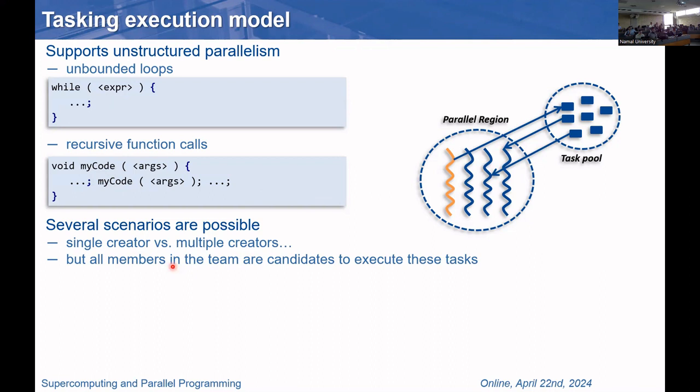So several additional scenarios are possible. In this case, we will have a single creator, but it is possible to have multiple creators if the tasks happen to be in a parallel region with no single. All members in the team are candidates to execute these tasks. So if you have this team of threads created by a parallel with 4 threads, all of those are able to execute the tasks that are created in the task pool.